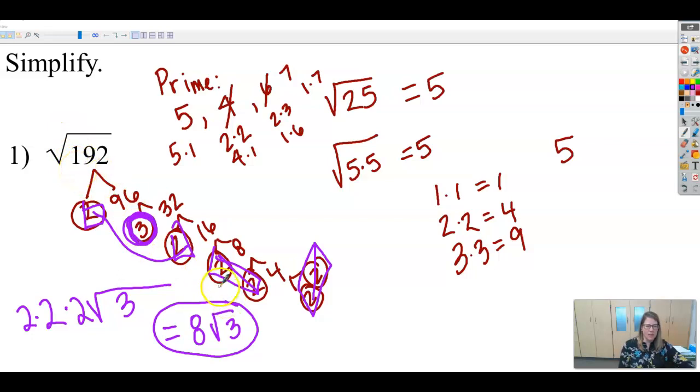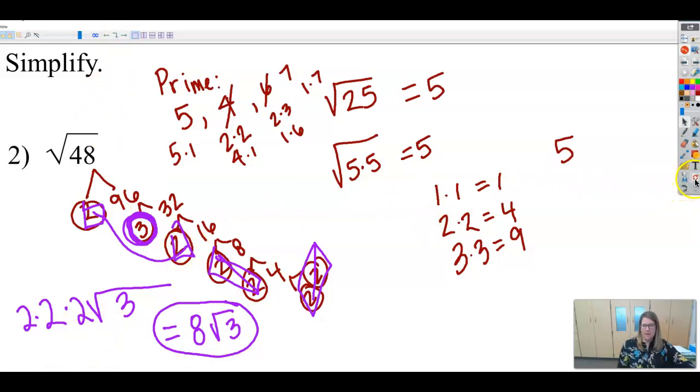So we want to keep it in exact form, meaning we don't want to change it to a decimal approximation of what it equals. We want to keep it exact. But we want to simplify what's in the square root as much as possible. So the square root of 192 and 8 times the square root of 3 are equal, but this one is more simplified. So that's our goal. Okay, so let's try a couple more examples.